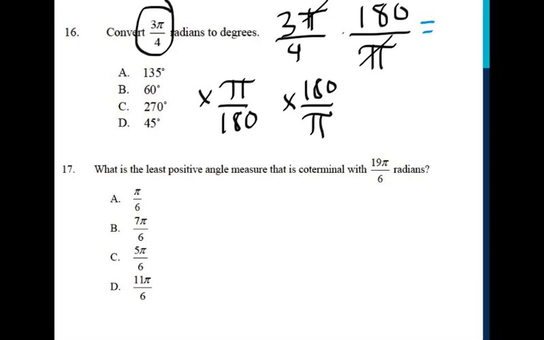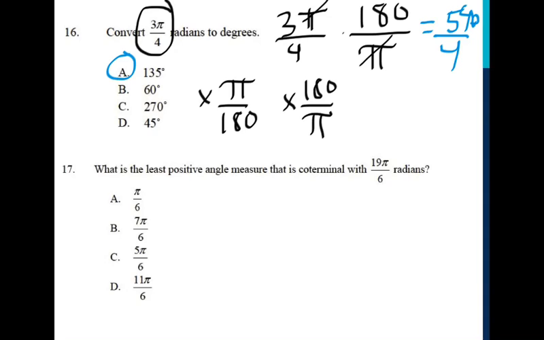180 times 3, I don't know what that is. Hang on, let me get a calculator. 180 times 3 is 540 divided by 4 is 135, which is A.